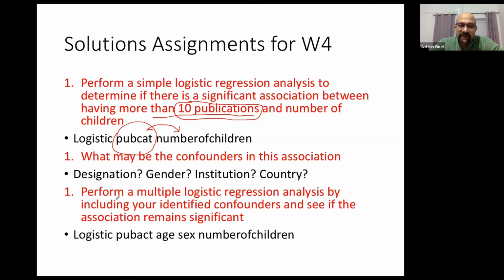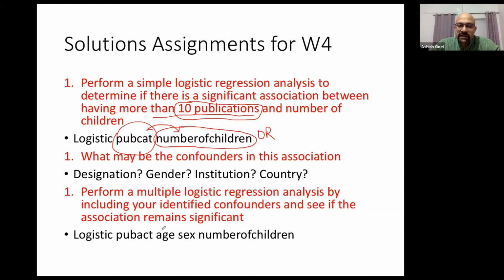The third question was: perform a multiple logistic regression analysis by including your identified confounders and see if the association remains significant. Here you would have got one odds ratio for the number of children. You take a note of this odds ratio. This is the simple odds ratio, or the crude odds ratio as we call it.